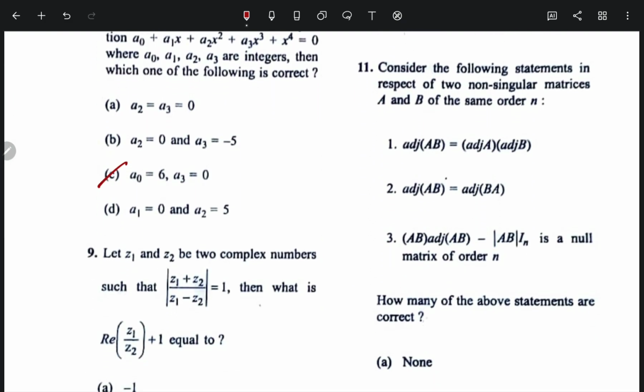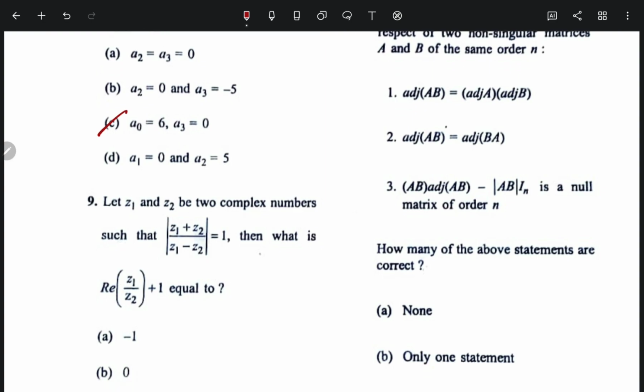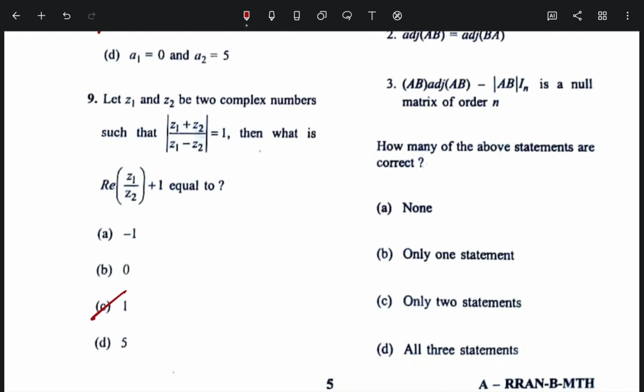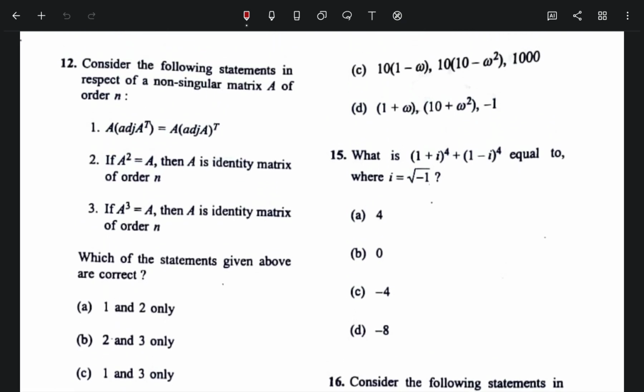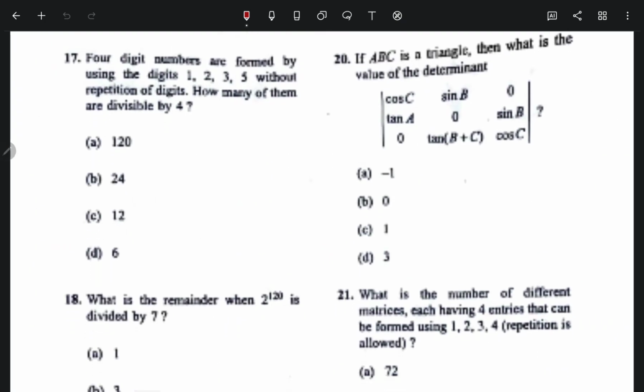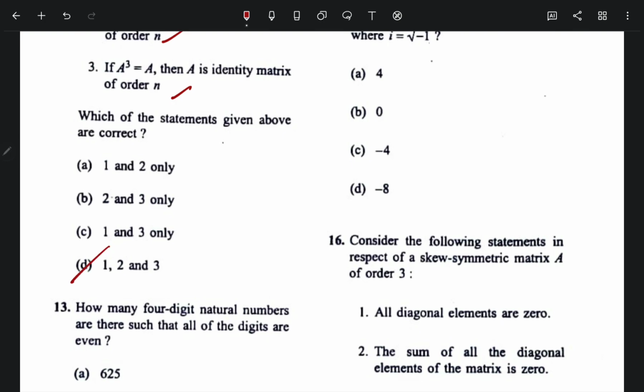Consider the following statements in respect of non-singular matrices. So this is just properties. You have another property problem regarding matrices and determinants. We know that this is true, and if A is an identity matrix, this is also true, this is also true. The answer is all 3.